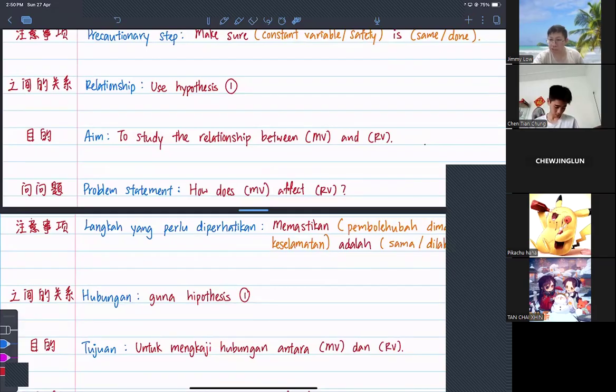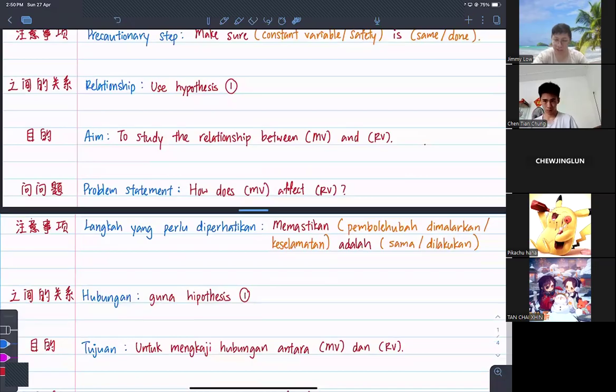Is precautionary step a common question? In terms of your compulsory question in your section C, right? Yes. Bahagian C, the first compulsory question, experiment, yes. Precautionary is very, very commonly asked there. So quite simple lah. We'll go through.